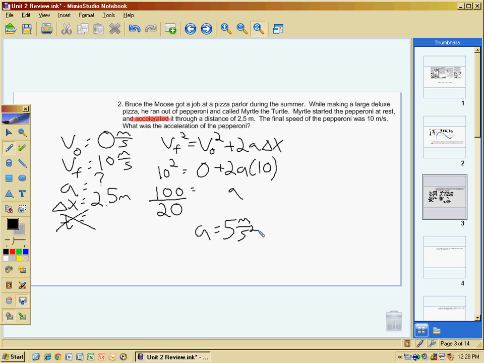So again, the key points here: list out your variables, pick the one variable you don't care about at that particular moment in time, and find the equation that doesn't have that variable. You've only got 4 options, so it's not too bad.